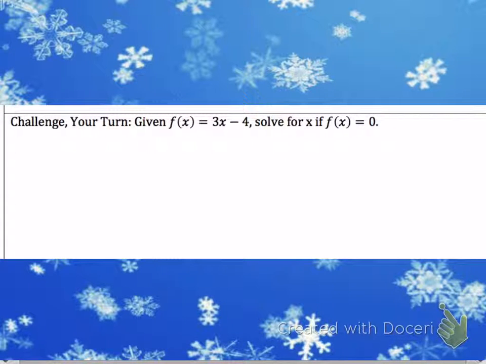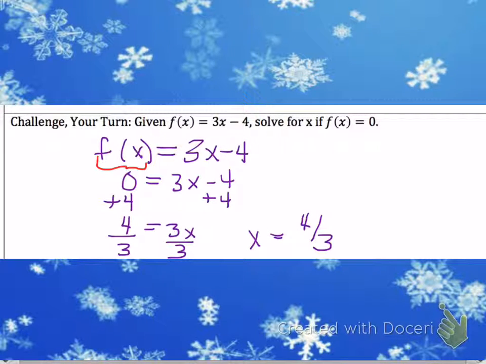This one is a challenge, your turn. This time we're saying that given f of x, f of x is 3x minus 4. You're solving for x if f of x, or y, is equal to 0. Try that and enter your answer on Edpuzzle. If you met the challenge, you got x is equal to 4/3 when f of x or y is equal to 0. It's really just another way to plug in the y value and solve for x.